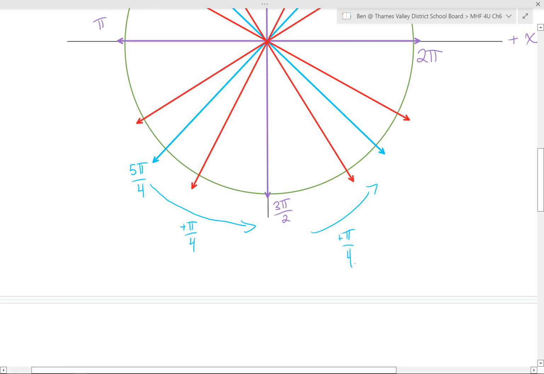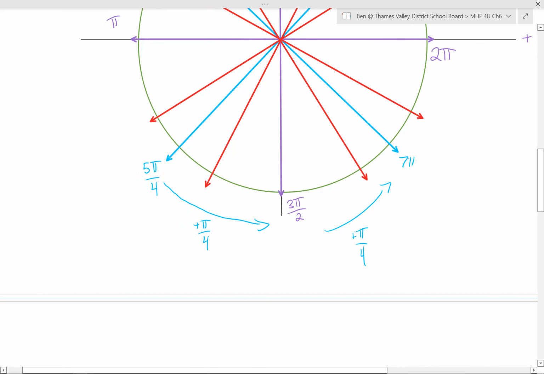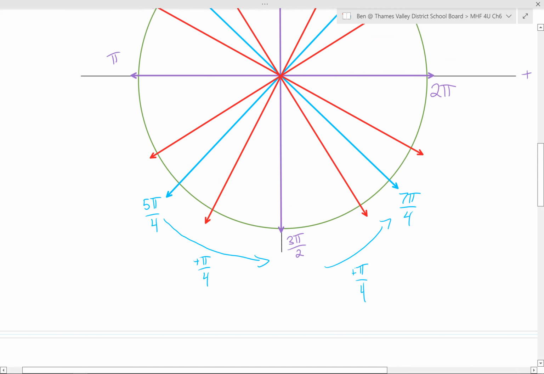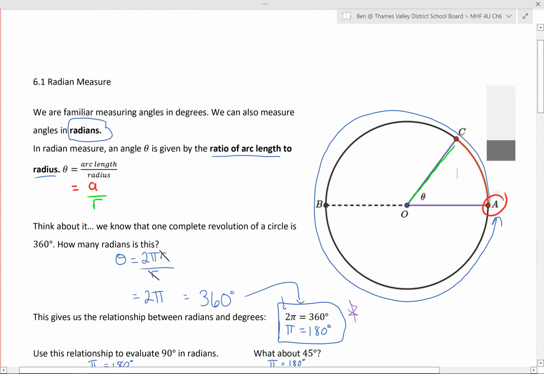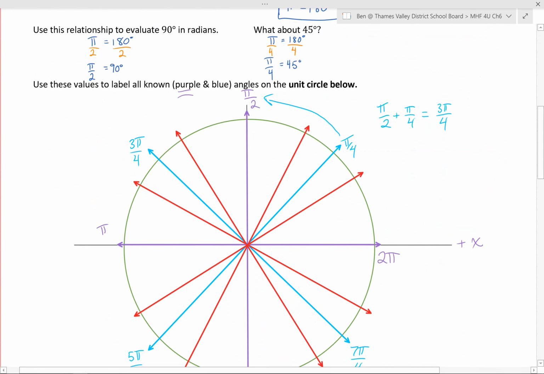And I should be working with 7 pi over 4. And then adding another pi over 4 is 8 pi over 4, which equals 2 pi, you guessed it, all the way around. So now those angles that we just took are measurements of 45 degrees, or multiples of 45 degrees, or multiples of pi over 4, now that we're working in radians.